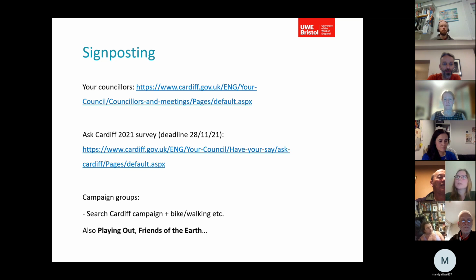And also, I'm not sure whether there's something similar that exists in Cardiff, but in Bristol we've got the opportunity to sign up to take part in various consultations throughout the year, and they come through our letterbox. So I'm not sure if anyone's aware of those, but that would be worth signing up to if you've got something similar.